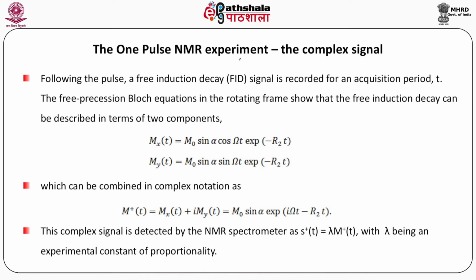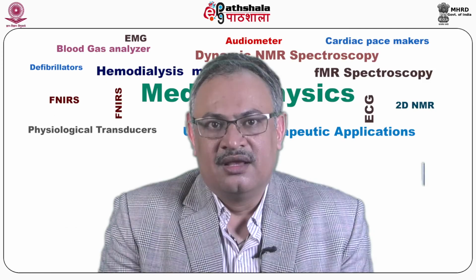This complex signal is detected by the NMR spectrometer as S+(t) is equal to lambda M+(t), with lambda being an experimental constant of proportionality. I will repeat. This complex signal is detected by NMR spectrometer as S+(t) is equal to lambda M+(t), with lambda being an experimental constant of proportion.